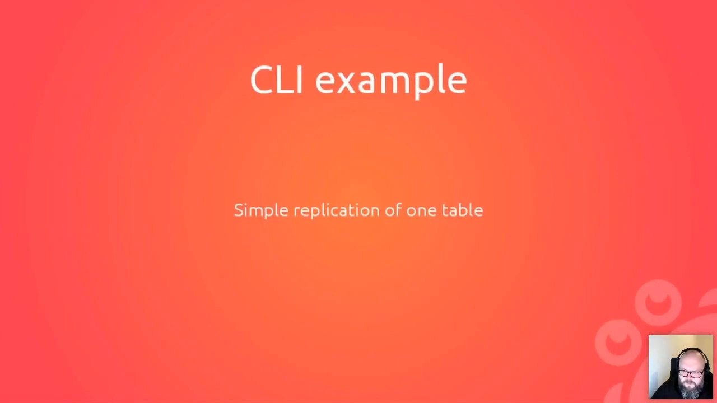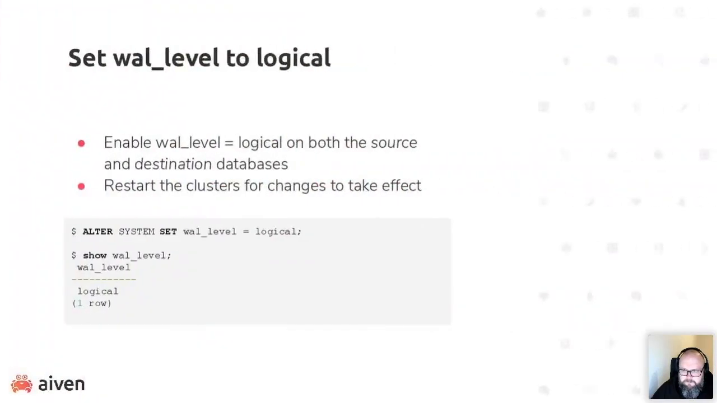Now, for a simple command line example of how to use logical replication with one table. First, make sure that the wal_level is set to logical on both the master and the destination databases. You can do that with ALTER SYSTEM SET wal_level = logical. You'll need to restart the clusters for the changes to take effect.